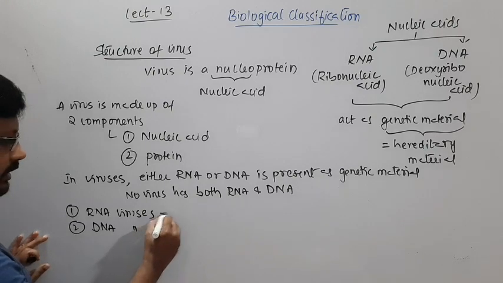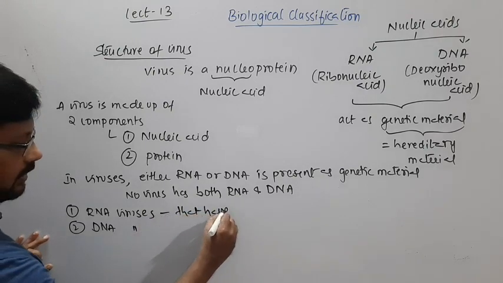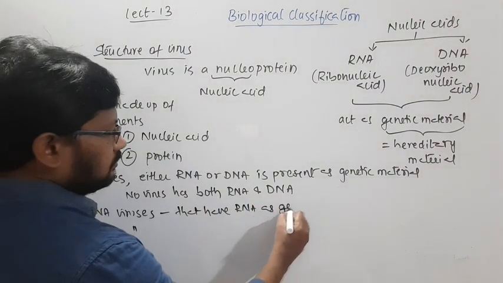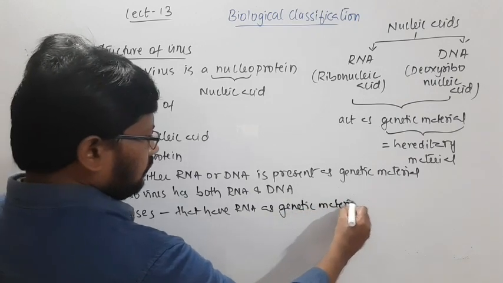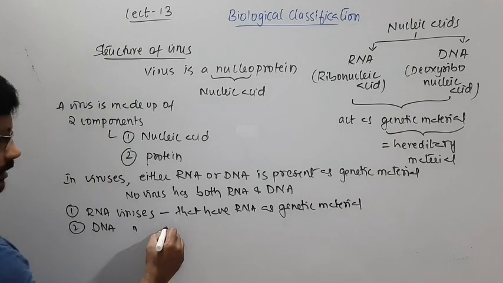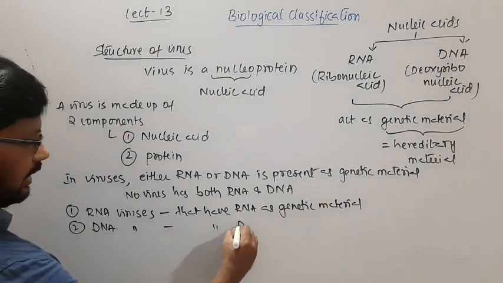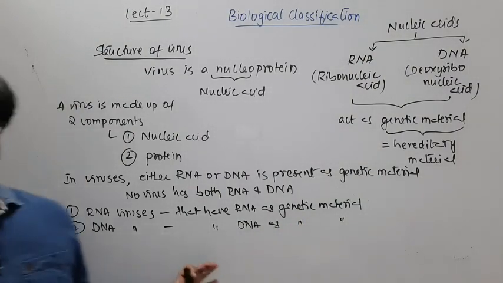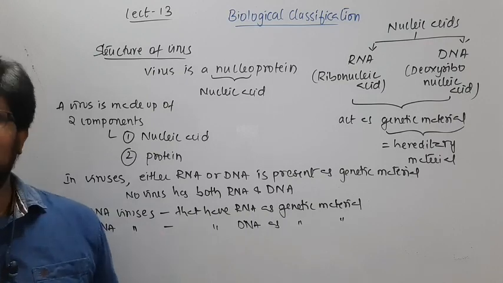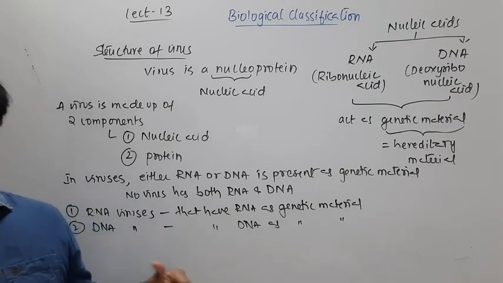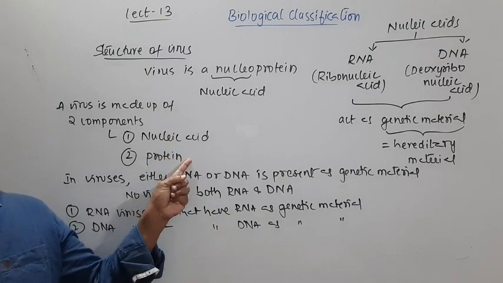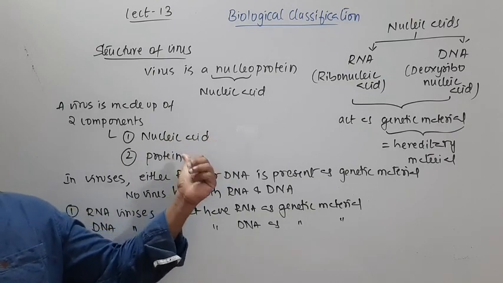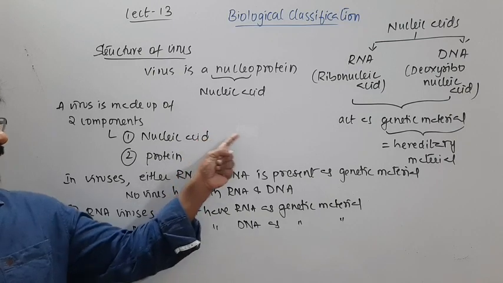So here RNA viruses are the viruses that have RNA as genetic material, whereas DNA viruses have DNA as genetic material. Okay, so I told you that no virus will have both RNA and DNA. They will have either RNA or DNA, and along with that there will be a protein. So RNA plus protein or DNA plus protein, but not RNA, DNA and protein.